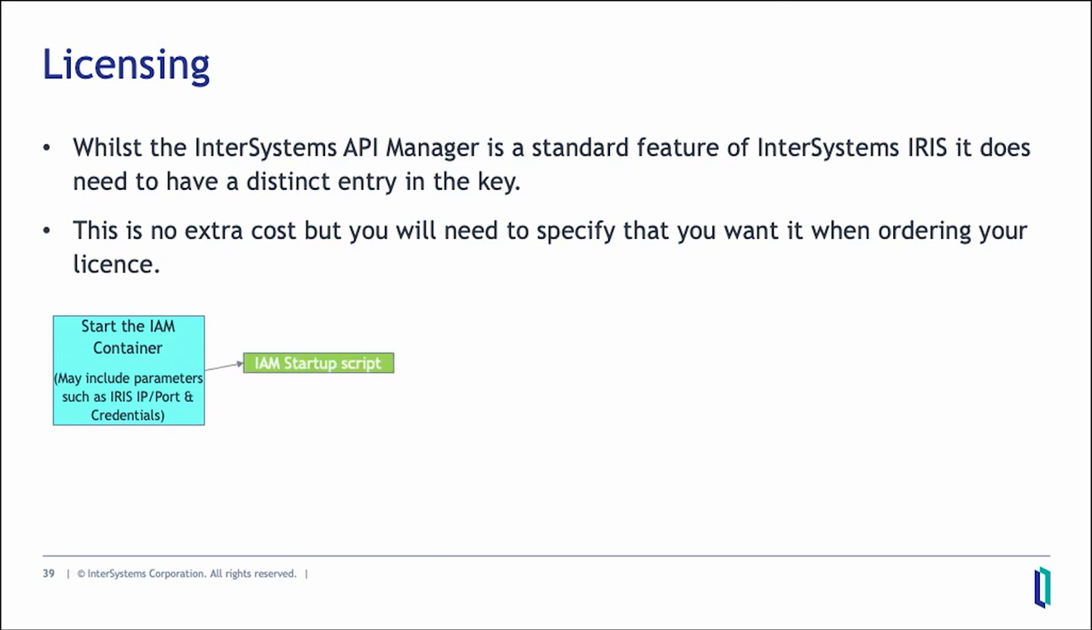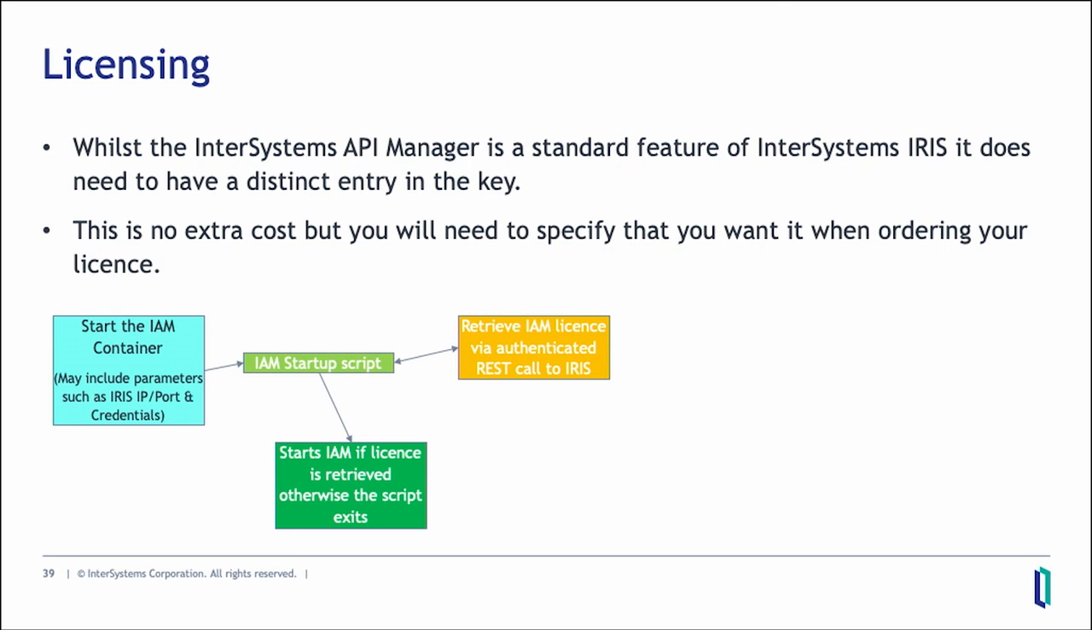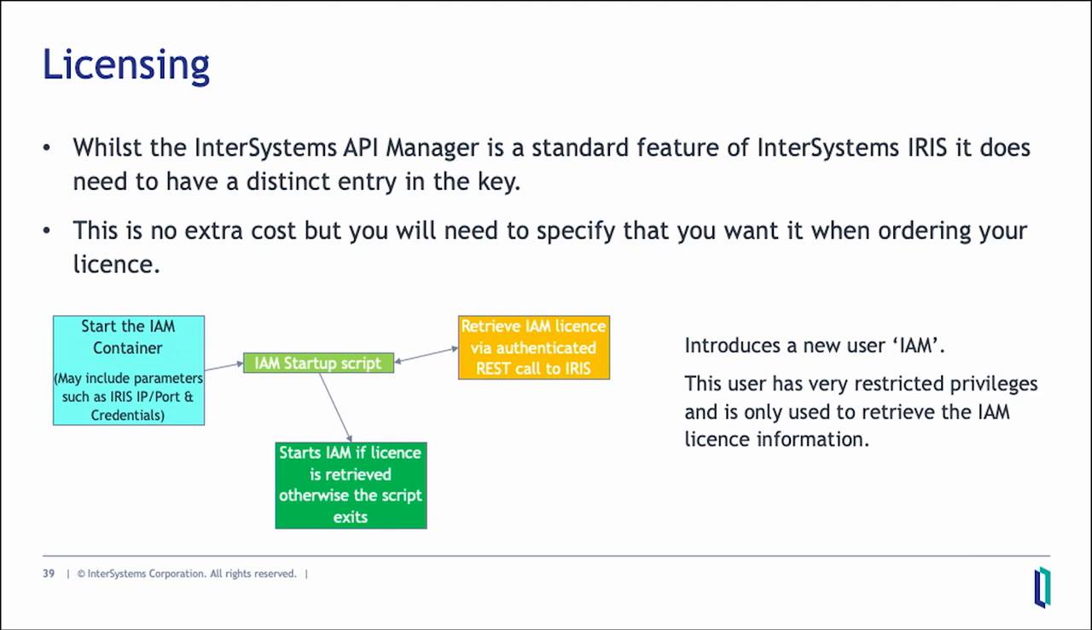So you start the IAM container through a startup script, and it will then talk to InterSystems IRIS to retrieve the license key. If it gets a license key, it's fine. It will start up and sit there running quite happily. Otherwise, it will exit. So you must point it at an instance of InterSystems IRIS that has the relevant license key for the API manager. We have introduced a new user called IAM, and the only thing that the IAM user does is retrieve the license key for the InterSystems API manager. It doesn't do anything else. It's got very restricted usage. When the API manager connects to IRIS, it says, I am IAM, and here's my password, because you have to tell it the password as well. That's all it does.